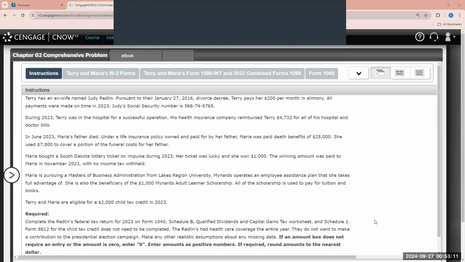The Redlands had health coverage for the entire year. They do not want to make a contribution to the presidential election campaign. Make any other realistic assumptions about any missing data, and if an amount box does not require an entry or the amount is zero, enter zero. Enter any amounts as positive numbers, and if required, round amounts to the nearest dollar.